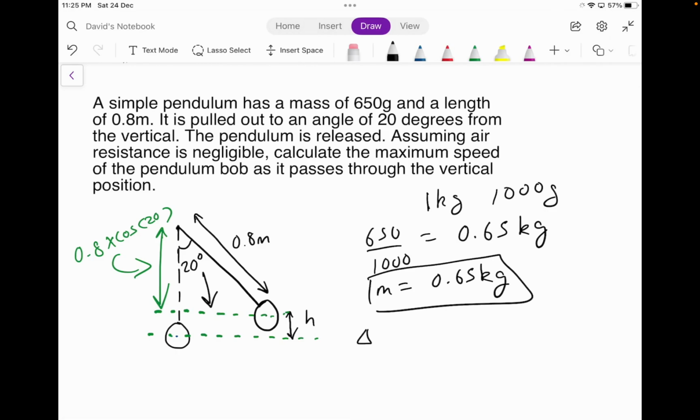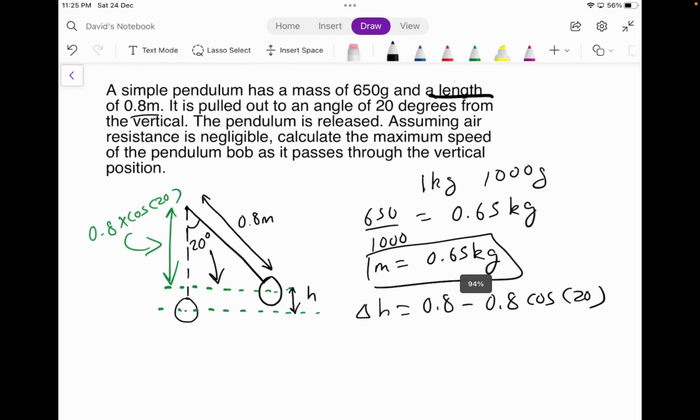Now we have to find the change in height. The change in height in this case is going to become 0.8, since we know that the simple pendulum has a length of about 0.8 meters. So we're going to do 0.8 minus 0.8 cos of 20, since that's the vertical component's height. So we have the height there.